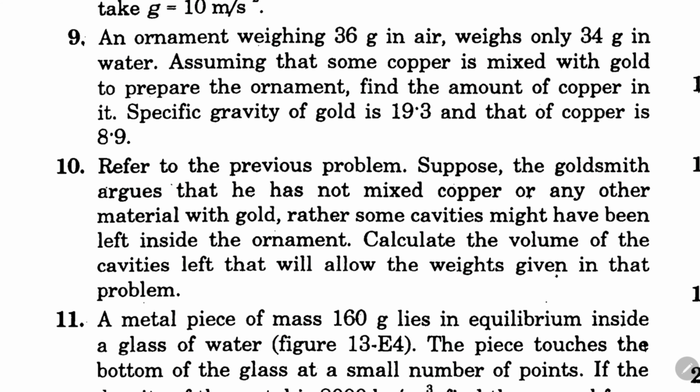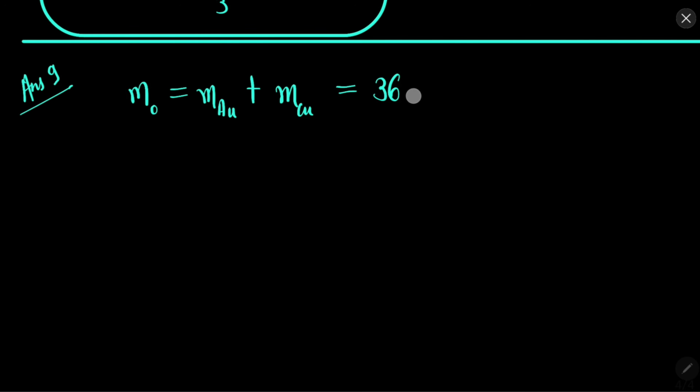In the 9th question, we have an ornament weighing 36 gram in air, and it weighs only 34 gram in water. Assuming that some copper is mixed with gold to prepare the ornament, we need to find the amount of copper in it. Specific gravities are given. So the 9th one. The mass is composed of gold and copper, Au is gold, and total is 36 gram. Now let V be the volume of the ornament.